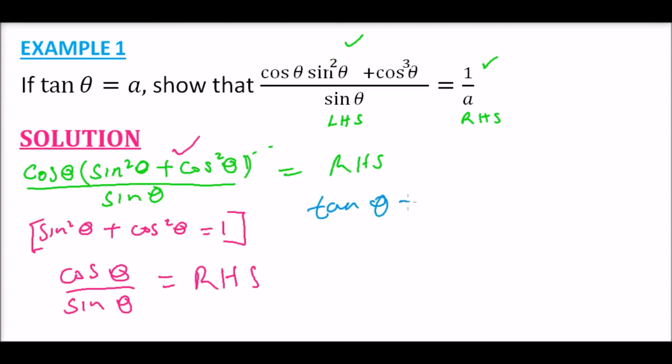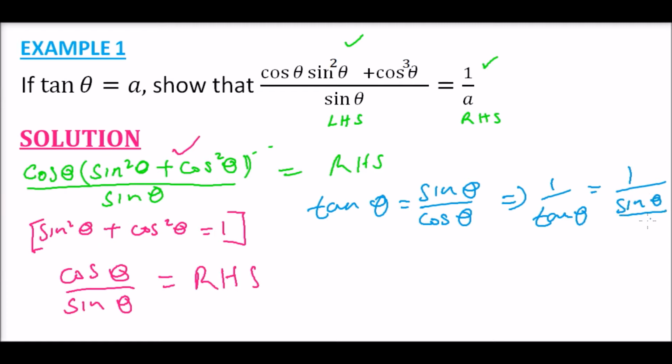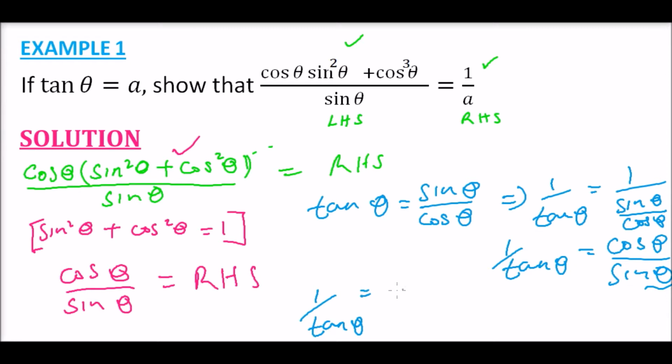Now with that, we know that tan theta is equal to sine theta over cos theta. This simply means that 1 over tan theta is equal to 1 over sine theta over cos theta, which is the same as 1 divided by sine theta over cos theta. So 1 over tan theta is equal to cos theta divided by sine theta, which is the right hand side.